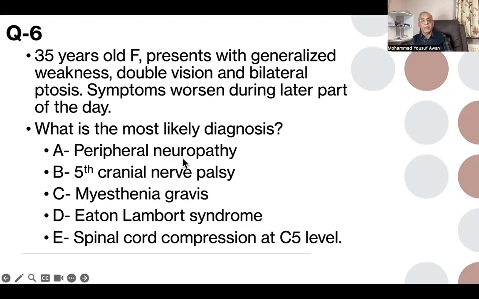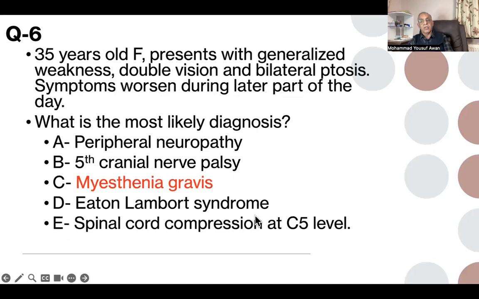Peripheral neuropathy presents symmetrically, but has no relation to the time of day or night. Fifth nerve palsy will cause a nerve problem only in the face, not in the arms and the legs, and is usually unilateral. Eaton-Lambert syndrome, I will discuss, is the opposite of myasthenia gravis, and the features improve during later parts of the day. And spinal cord compression at C5 level will cause paraplegia and a sensory level below C5.